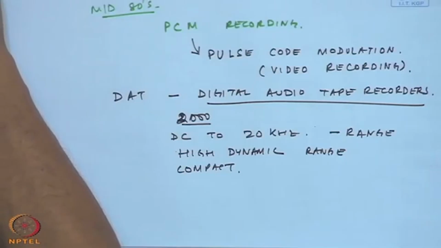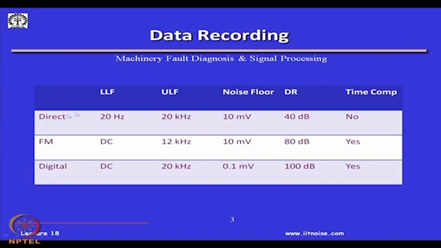If you see here, I have just made a comparison in this slide of the data recording methods: direct recording, frequency modulated recording, and digital recording. The lower frequency limit in direct recording is about 20 hertz, the upper limit is 20 kilohertz. Noise floor is 10 millivolts, that means you cannot record any signal less than 10 millivolts. Dynamic range is very poor, 40 decibels, and time compensation is not available.